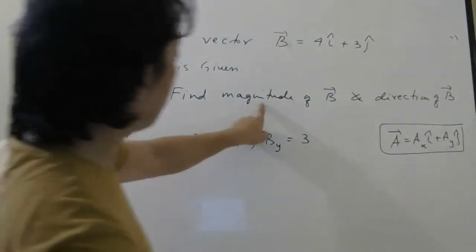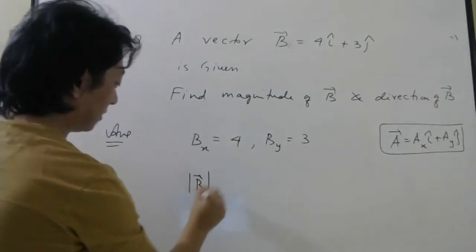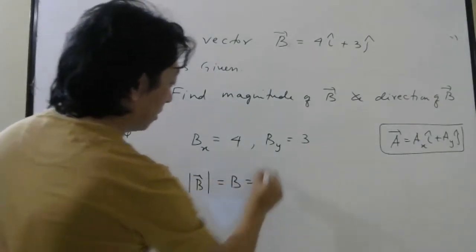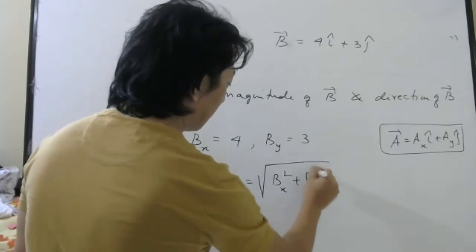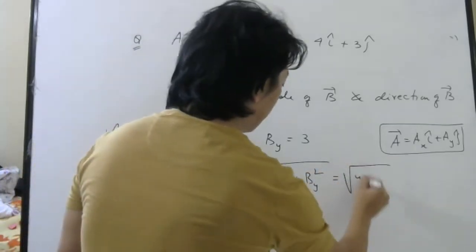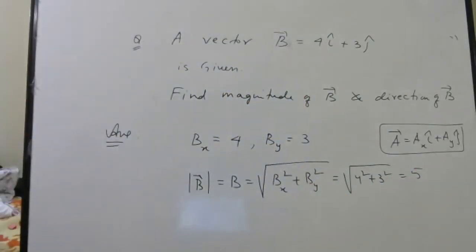So first they want the magnitude of this vector. Magnitude means modulus of b. What is the formula I told? Root over bx square plus by square. Root over 4 square plus 3 square. That will be 5. Right?